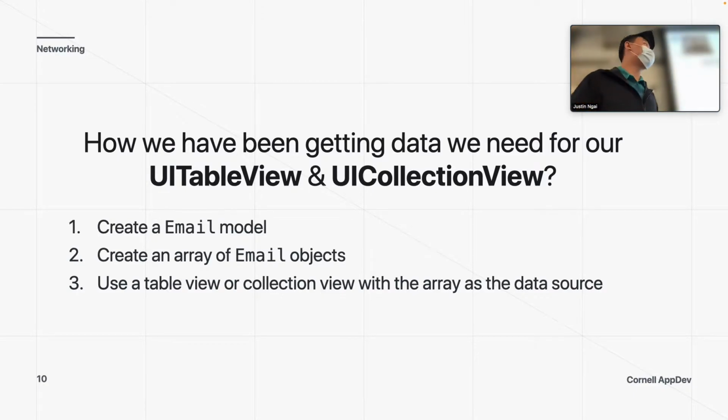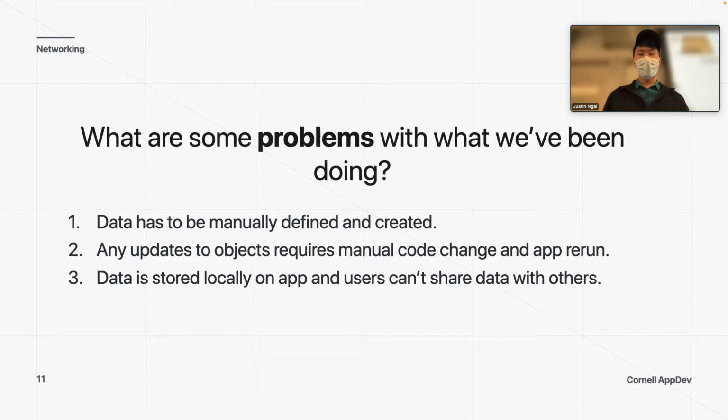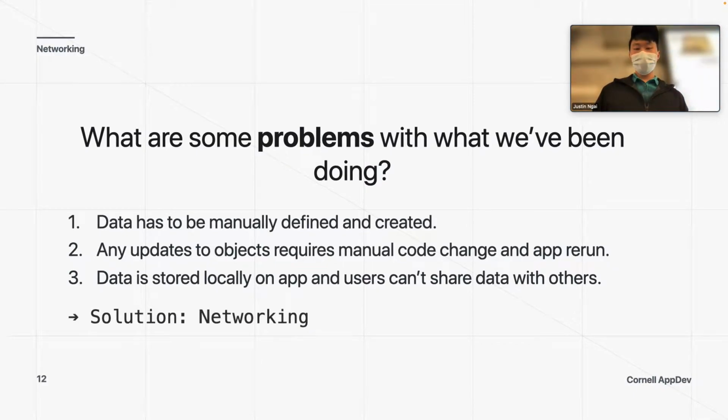But if you want to implement something like an email, where someone else can send you an email and you want to dynamically add things to your email, or if you're implementing, say, something like a newsfeed, where there's constantly an influx of more data, this is not going to work. So again, these are the issues that we are facing. Right now everything is manually defined. If you want to add more things, you have to update your code and then rerun everything. And as you guys have already experienced, running things on Xcode takes a while sometimes. So the solution is networking.